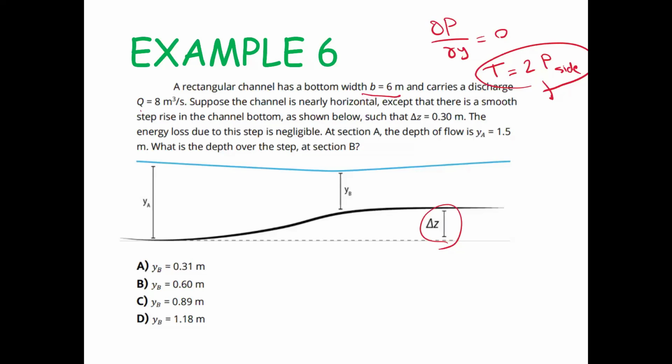B is 6, Q is 8. There is a smooth step, which to me is not very smooth, but okay. It's like 30 centimeter. The energy loss is negligible, so it means that HL, no need to consider that. Y at point A is given. I need to find YB. So I will copy paste everything that I have here.